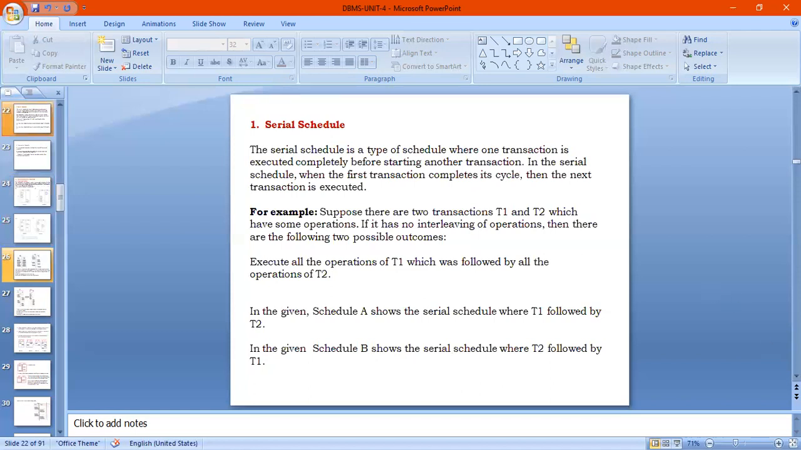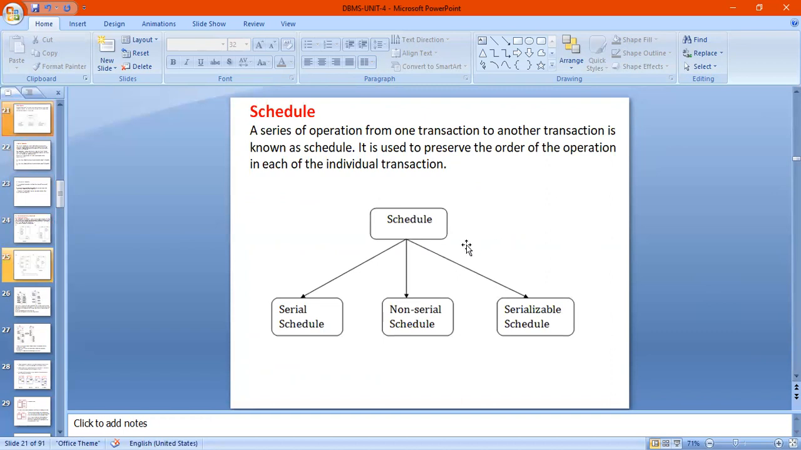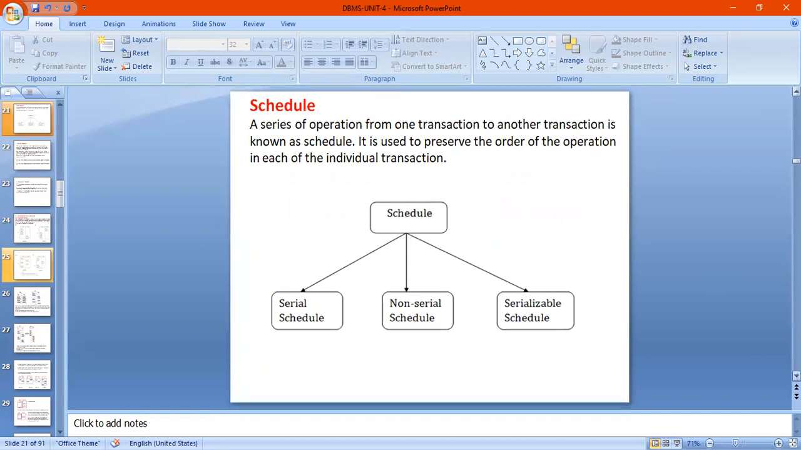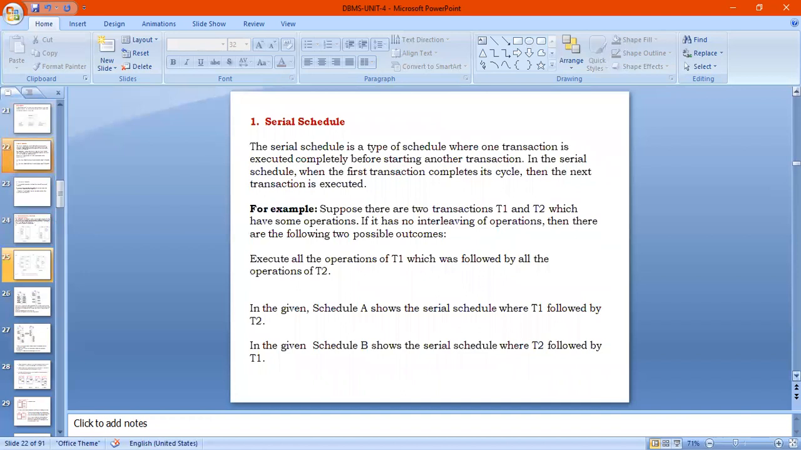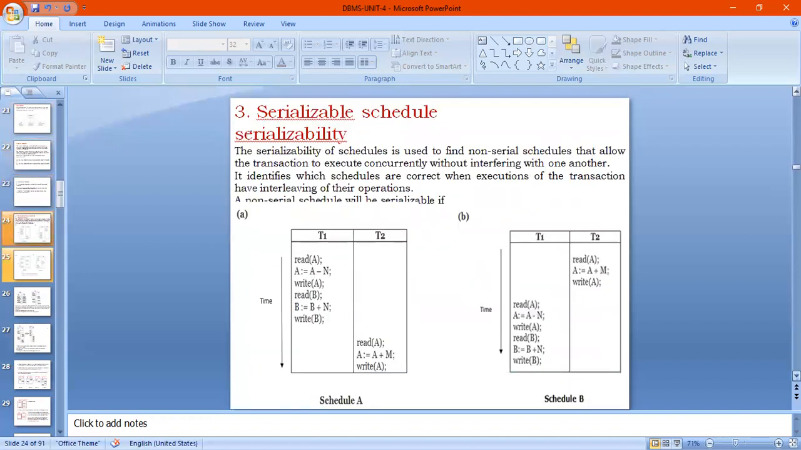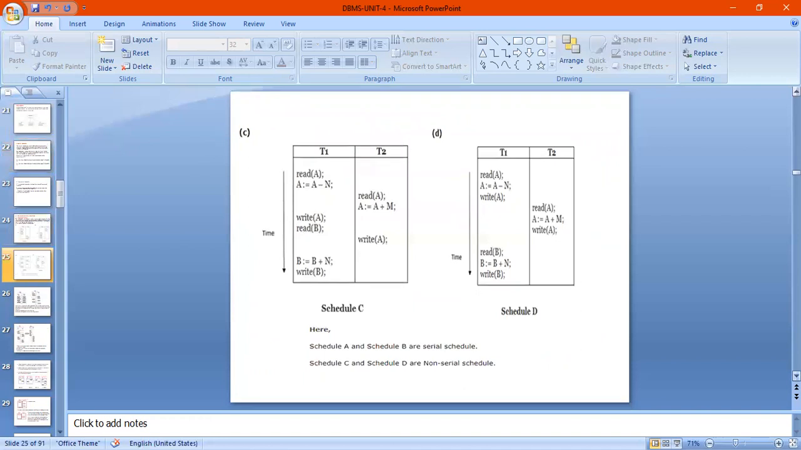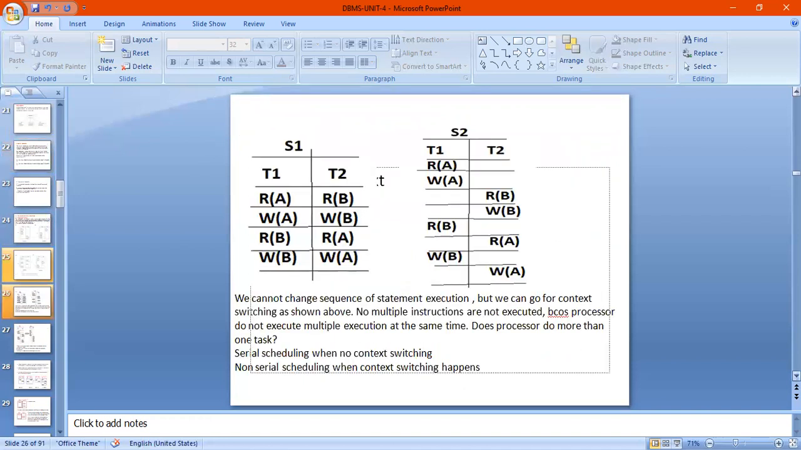So unless we understand serial and non-serial, the combination of these leads to a serializable schedule in concurrent processes. So state 1 and state 2. In state 1, there are two transactions, T1 and T2. In T1: read A, write A, read B, write B. In transaction T2: read B, write B, read A, write A.